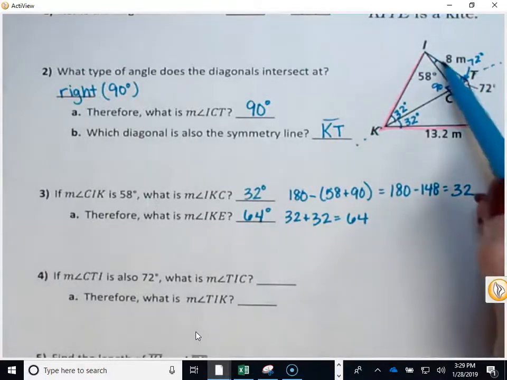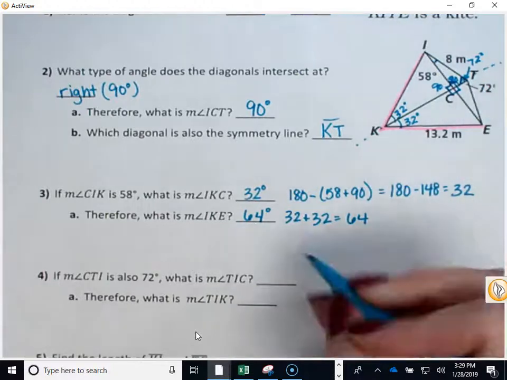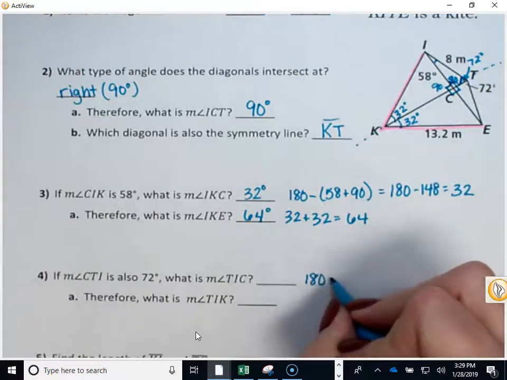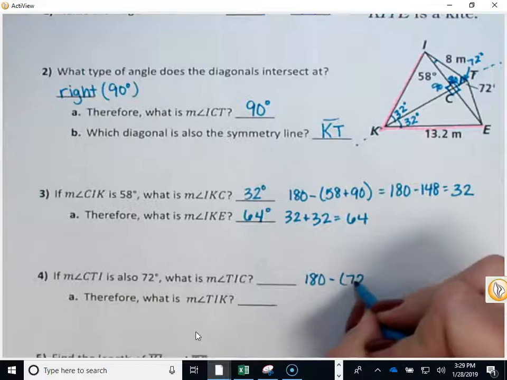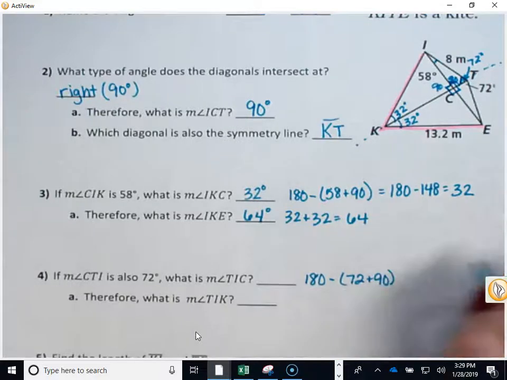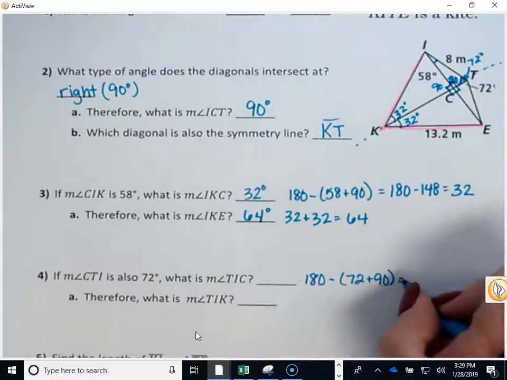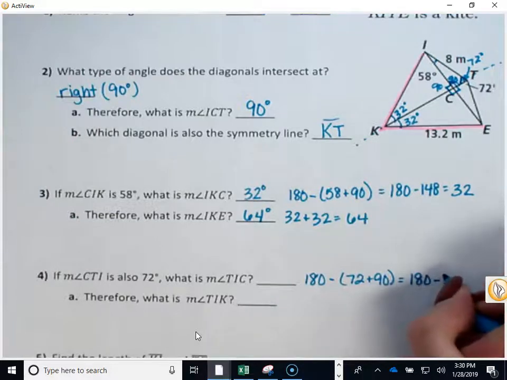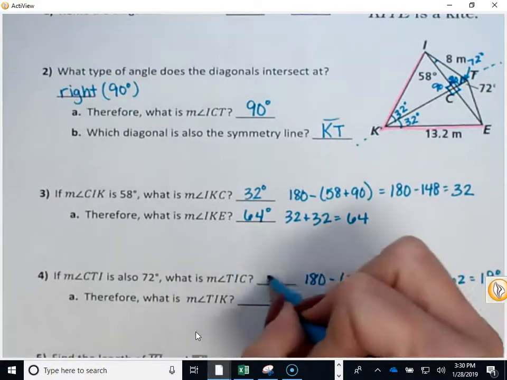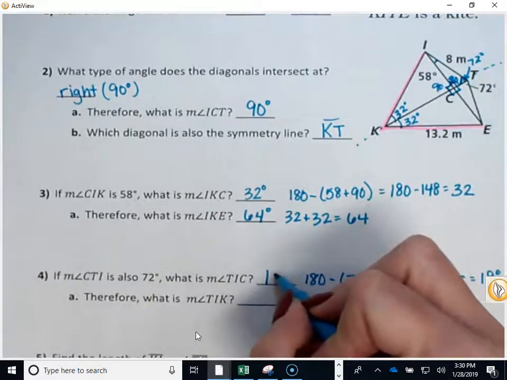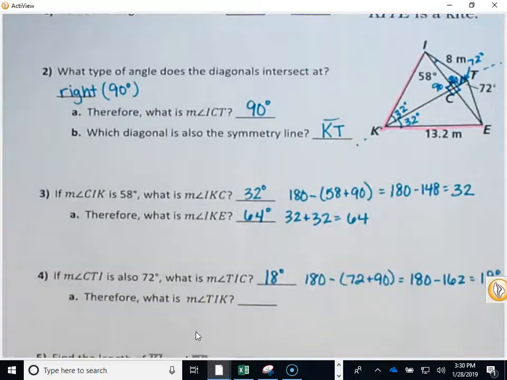Here's another little triangle, so that's 180 minus the 72 plus 90. So that gets me 180 minus 162, which gives me 18 degrees. So that little angle there, angle TIC, is 18 degrees. Let me scooch that up.